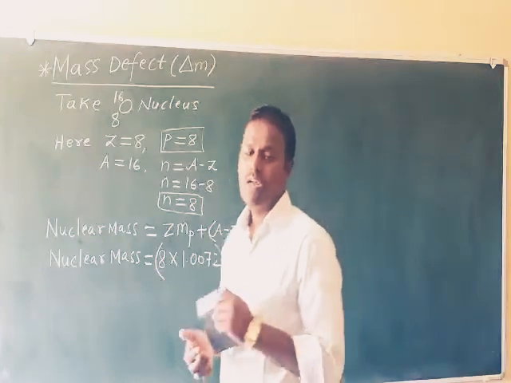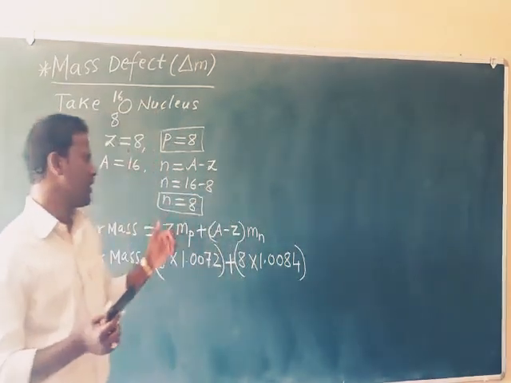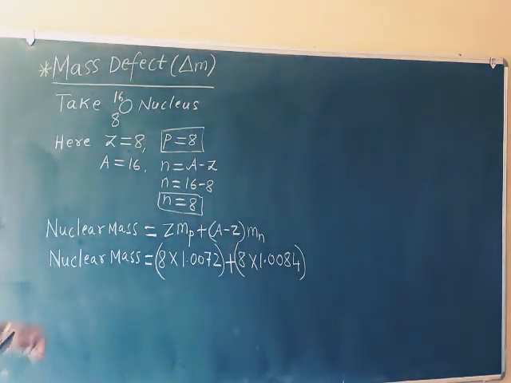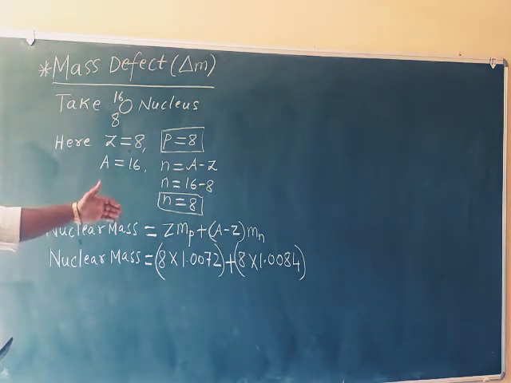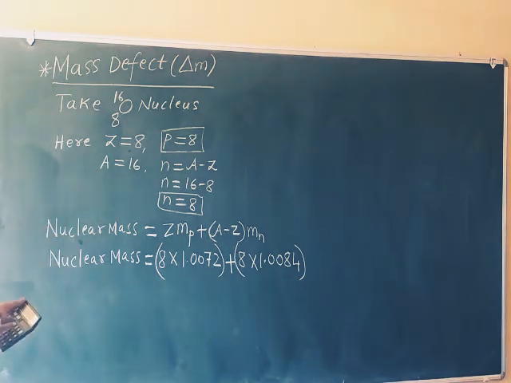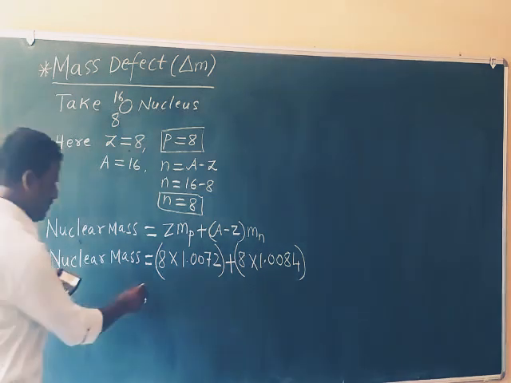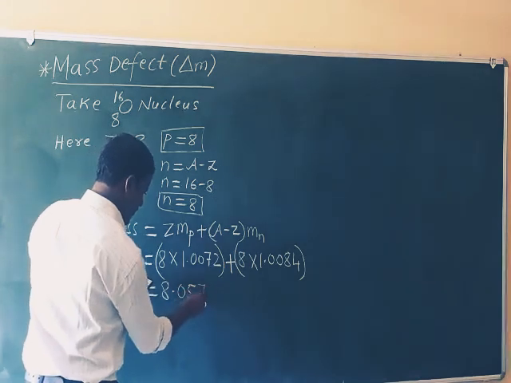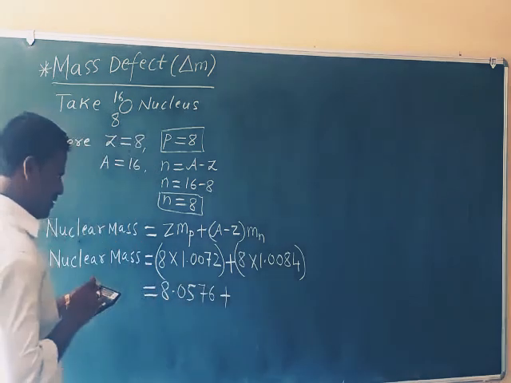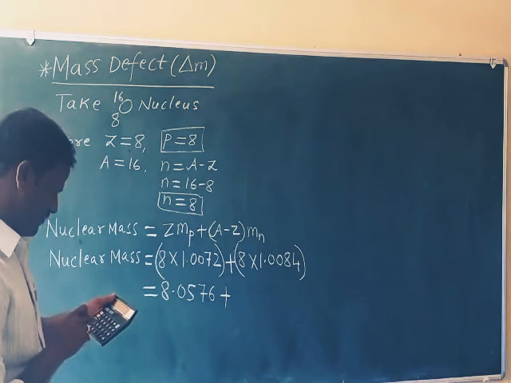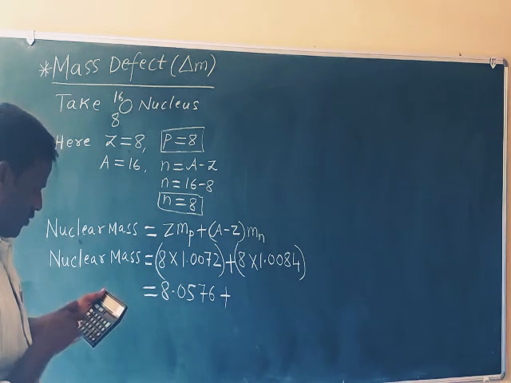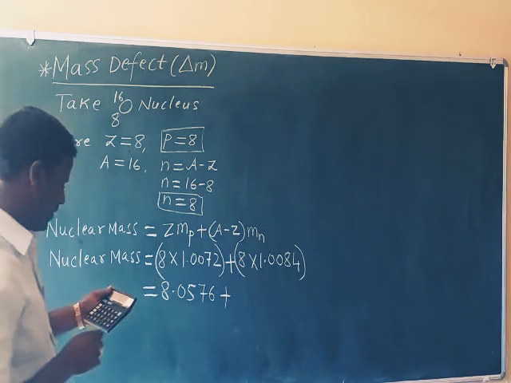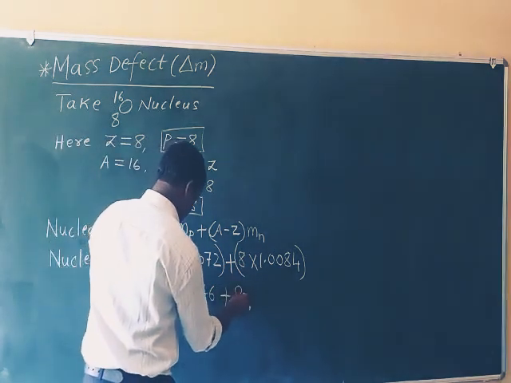1.0084. So if you divide the values in kilograms by the AMU value, you will get the values for mass of proton in AMU, mass of neutron in AMU, right? 8 into 1.0072 is 8.0576, plus 8 into 1.0084 is 8.0672.